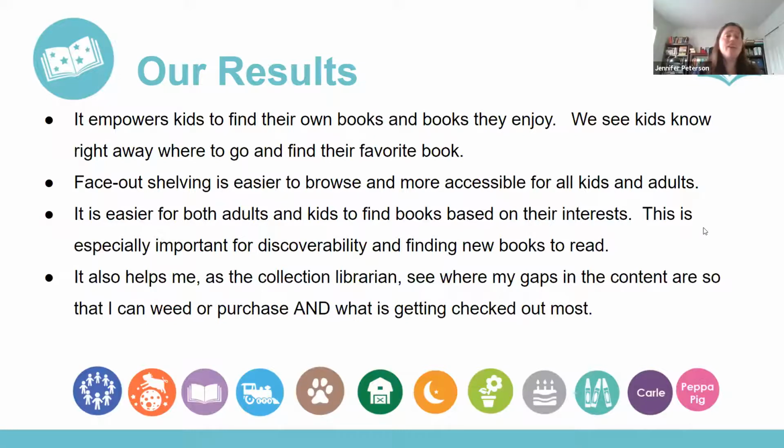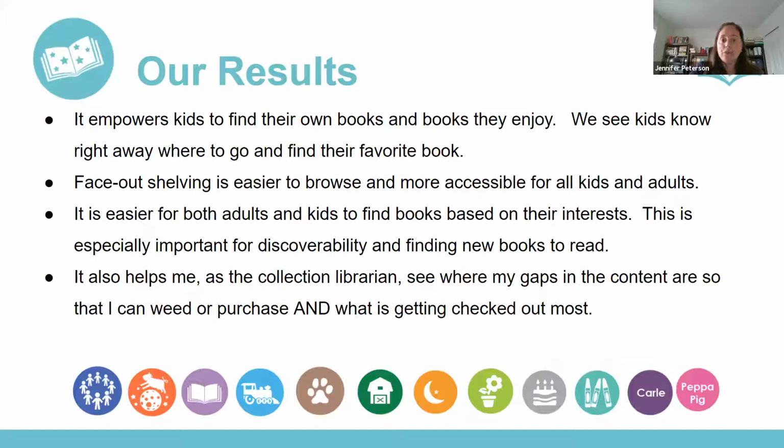We had really great results. And again, I said, this is the second library I've done this. And I think the most important part I found is that it empowers kids to find their own books and books that they enjoy. Time and time again, we see them, they go right away up to find their favorite book. They know where their favorite book is and they're face out, so they can just kind of browse and look for something. And it is more accessible for kids and adults because you can just easily flip and you're not having to worry about something falling out.